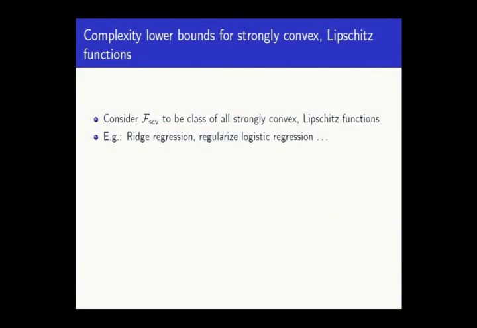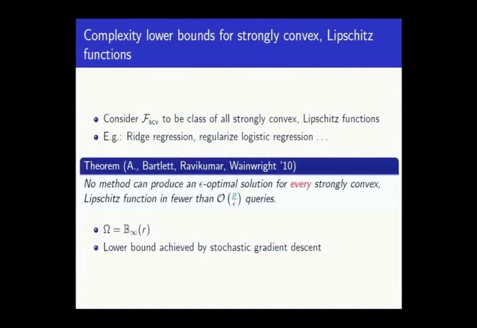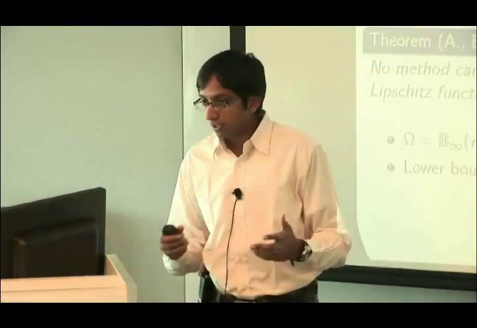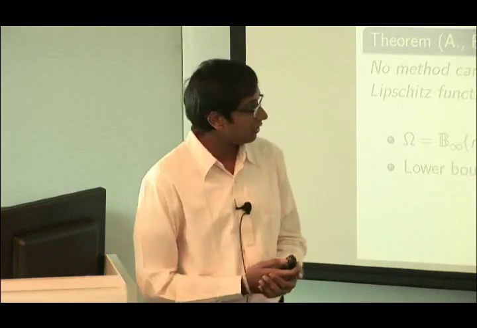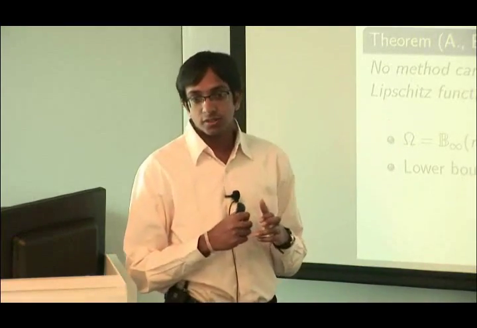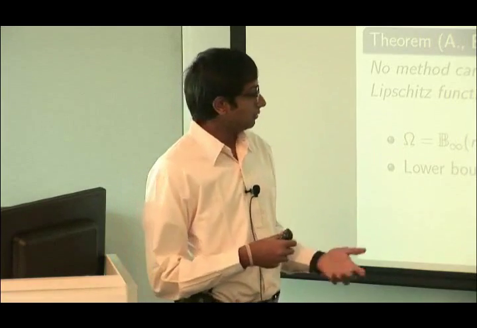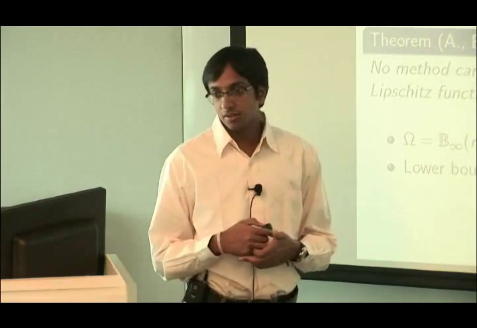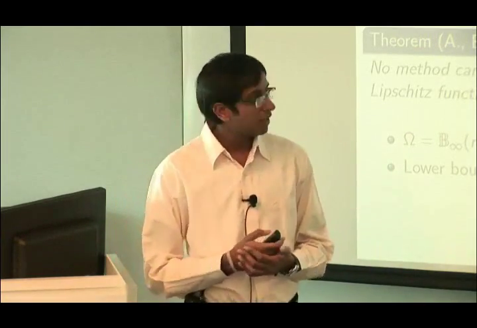Okay, so very briefly I want to mention that the dependence on the precision epsilon improves from 1 over epsilon squared to 1 over epsilon if you assume that the functions have a non-degenerate curvature, and that nicely matches with the known upper bounds. Again, in particular, stochastic gradient descent is an optimal algorithm.